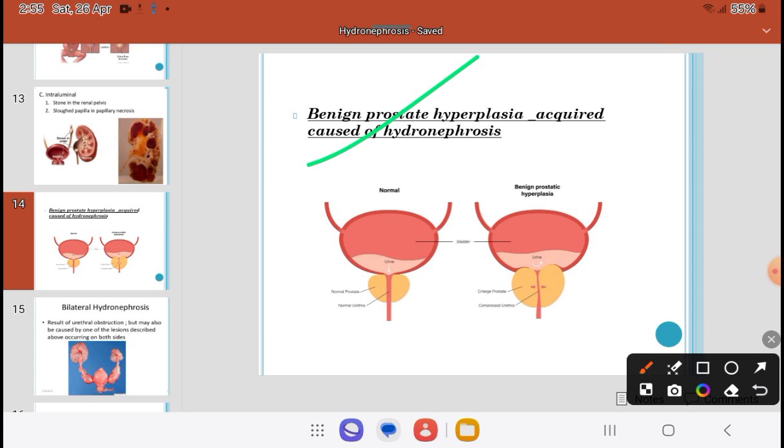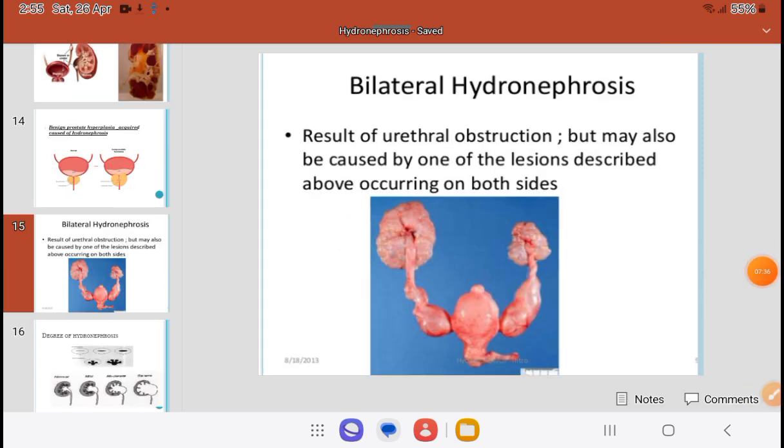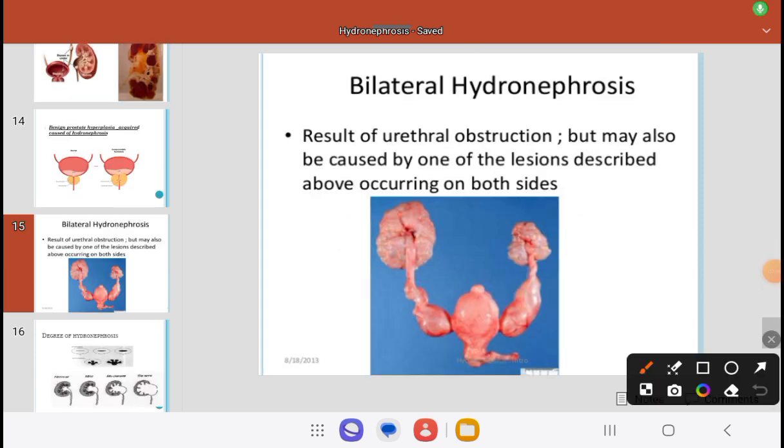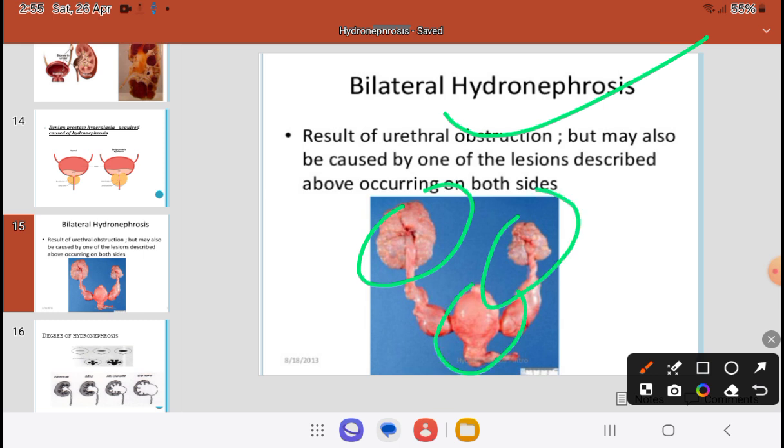Then further, this is an image of bilateral hydronephrosis, which may be acquired or congenital. In bilateral hydronephrosis, we can see the structure of the kidneys, the extra kidney, and the structure of the inner bladder. This is very severe and unusual.